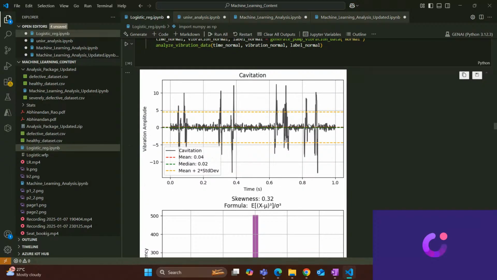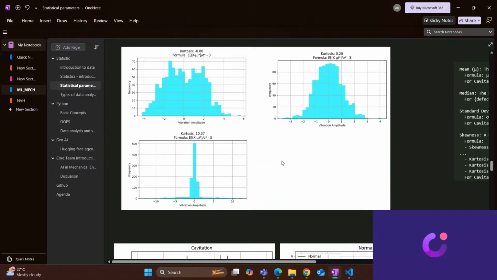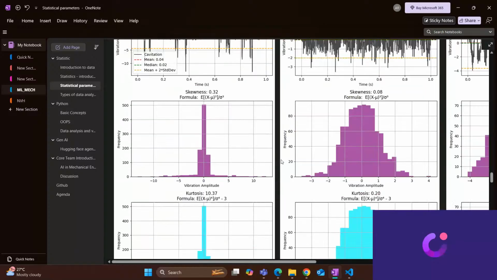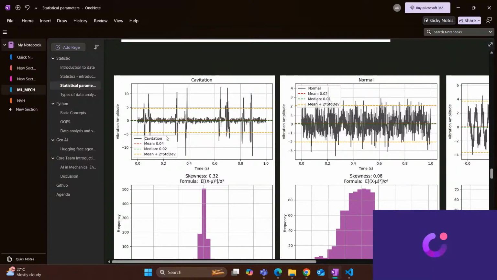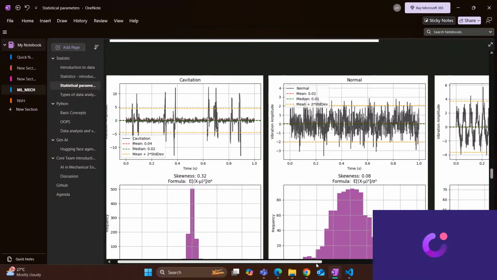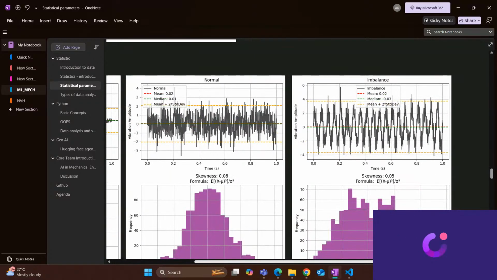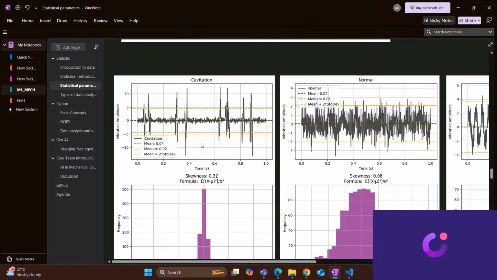So this was again a problem where we had three different data sets, right? Cavitation, then normally distributed data, and imbalance again for pump related vibration data. So we understood again mean and median are very much nearby. Just with mean and median, we'll not be able to do complete statistical analysis, and we'll not be able to get the complete inference out of that.